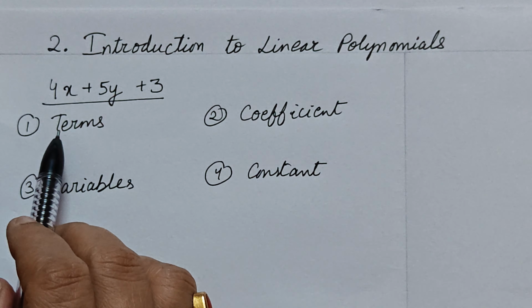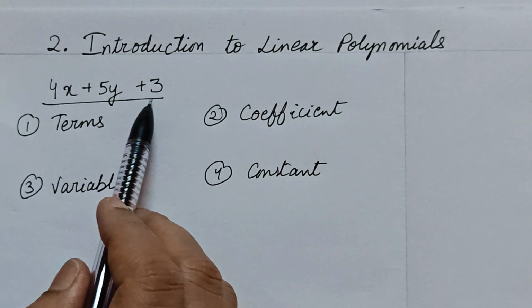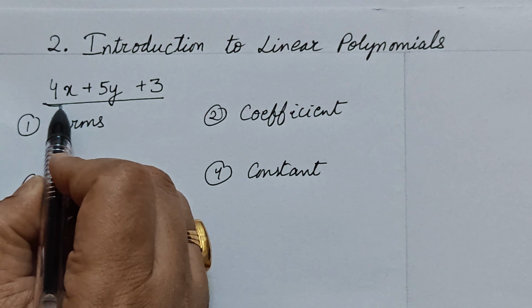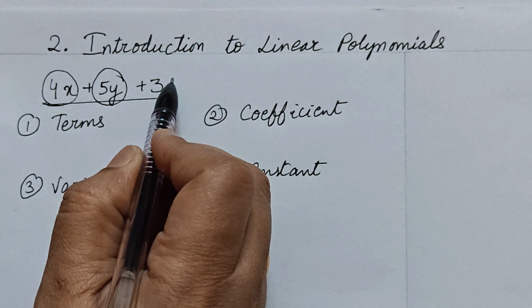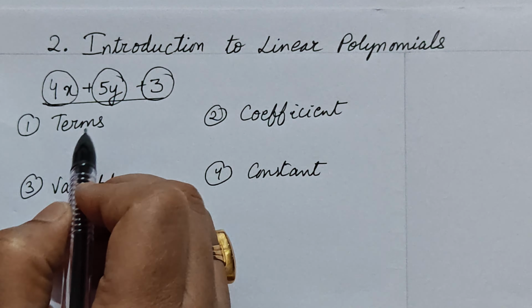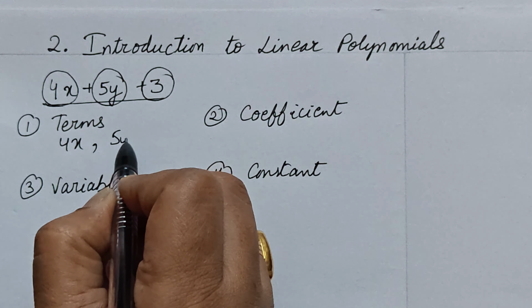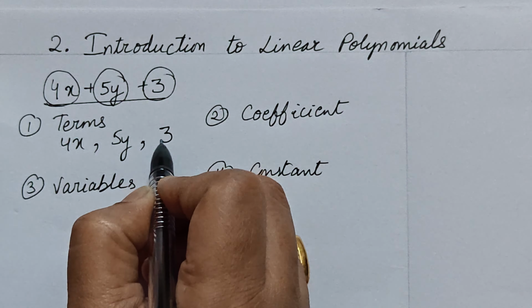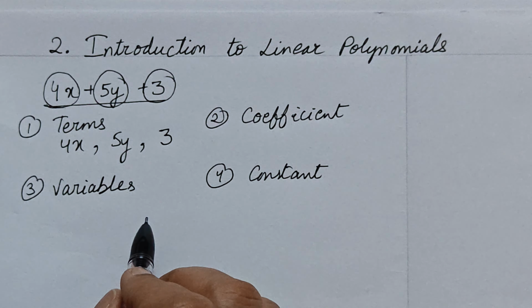Terms. What is a term here? You can see this expression. These are the terms: 4x, 5y, 3. Okay. 4x, 5y, 3. So in this expression there are 3 terms.